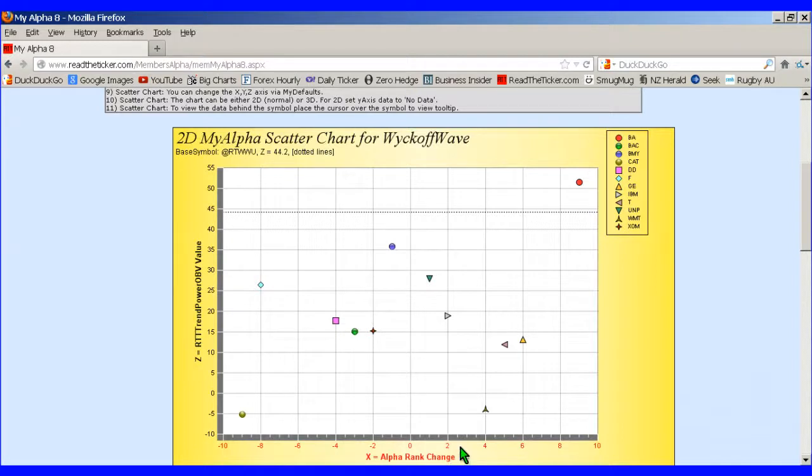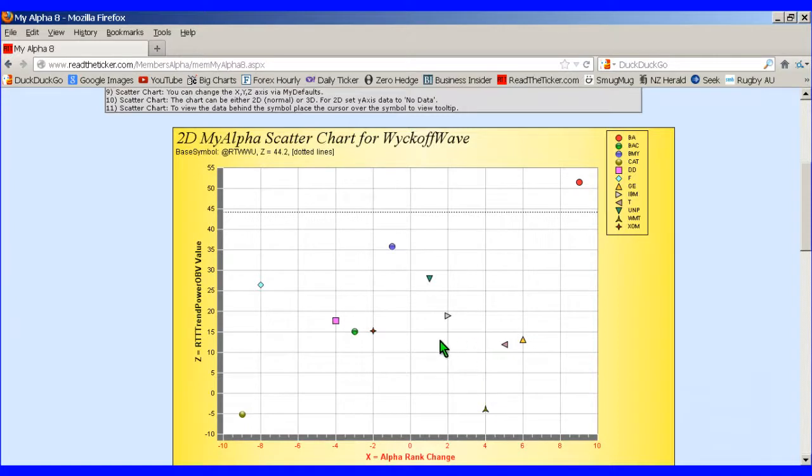So anything very high is a very strong trend. Anything that's near to the right, the further it is to the right, that means the alpha has changed more dramatically. So ideally you want to have symbols further to the right and as high as possible. So here's obviously a star. The BA has obviously been performing recently. You've got GE and T coming through.